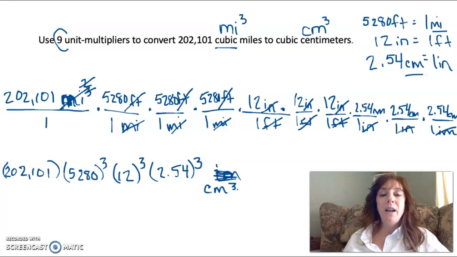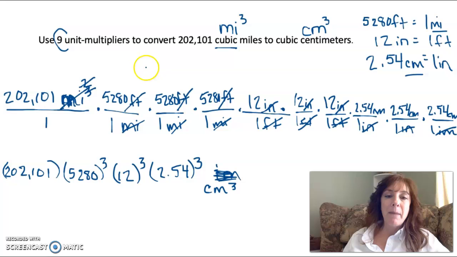All right, do not try and shortcut by making these cubed with your unit multipliers. That will make careless errors, and it will not give you 9 unit multipliers. It looks like I'll have to do one more video for the volume of a prism.